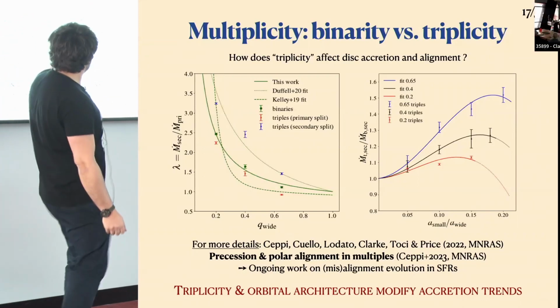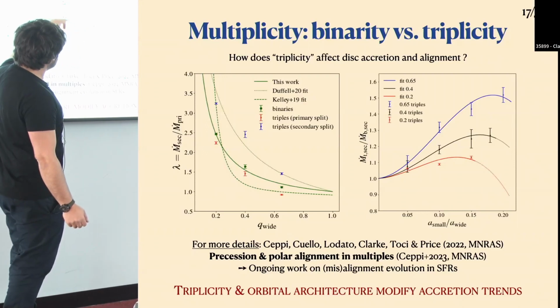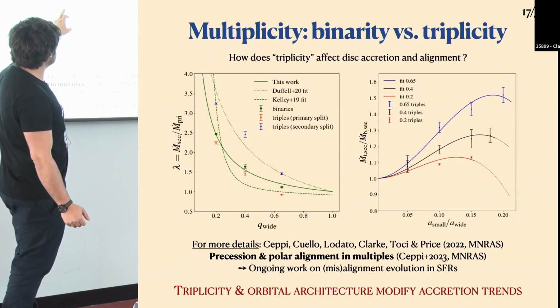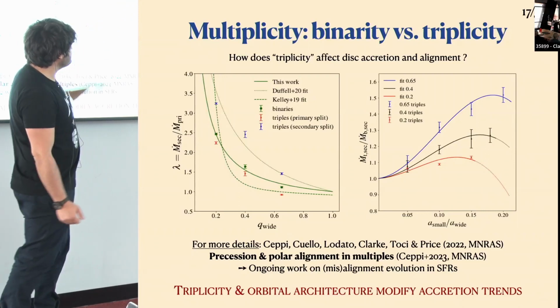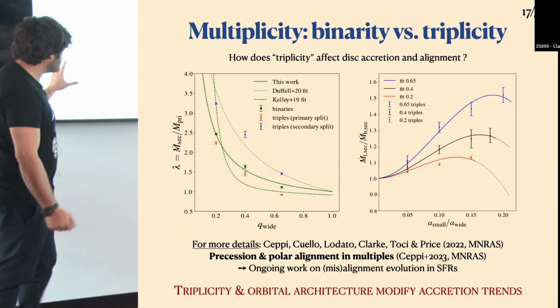And then here, what you're looking at is how the secondary in a triple accretes over how the secondary in a binary accretes. And you see that there are some deviations. And I think Simone can talk to you more if you're interested in these kinds of trends.